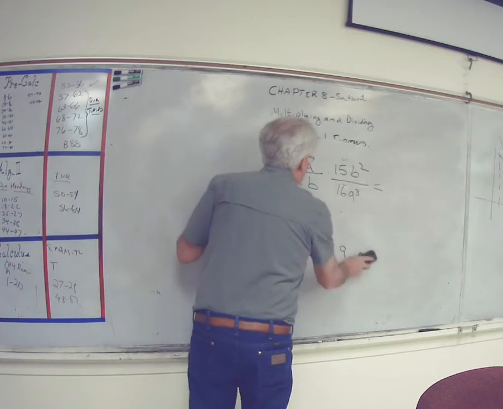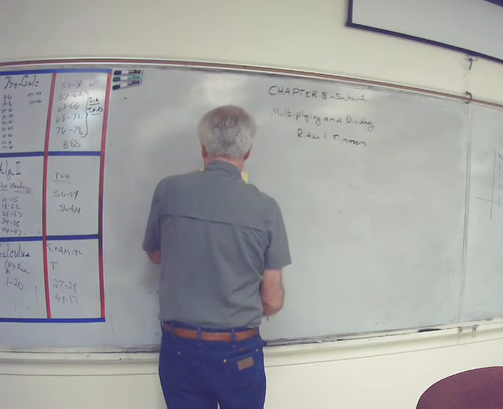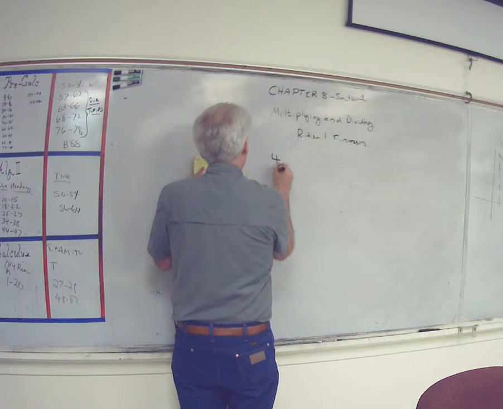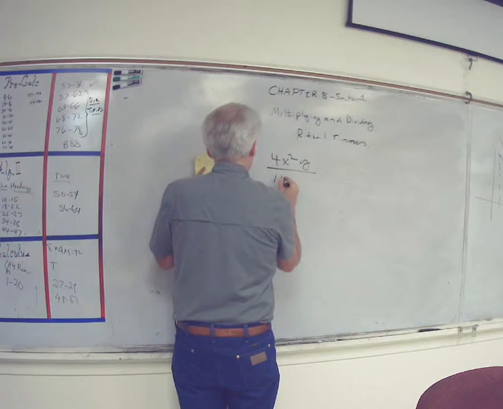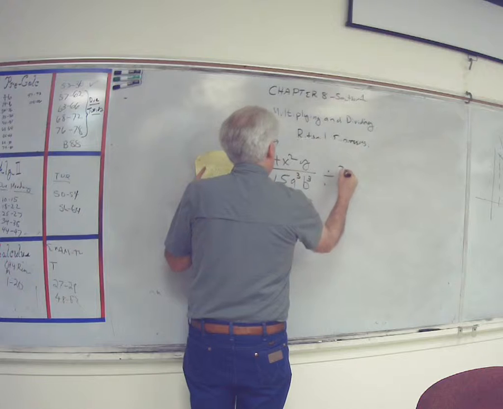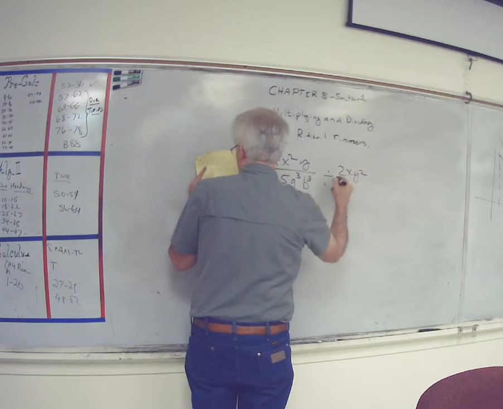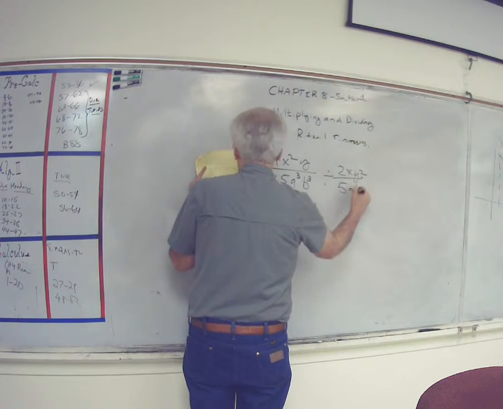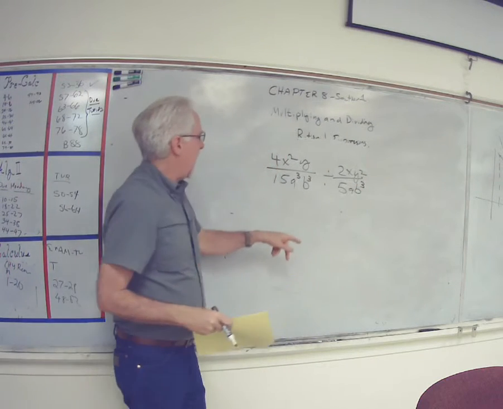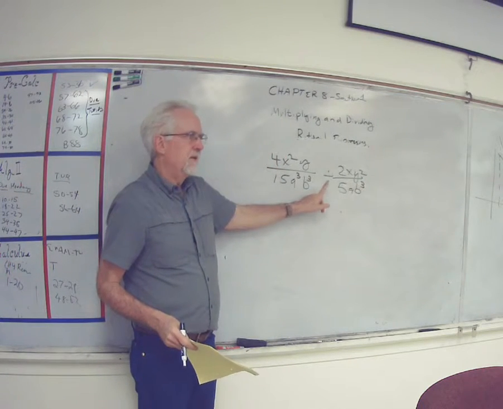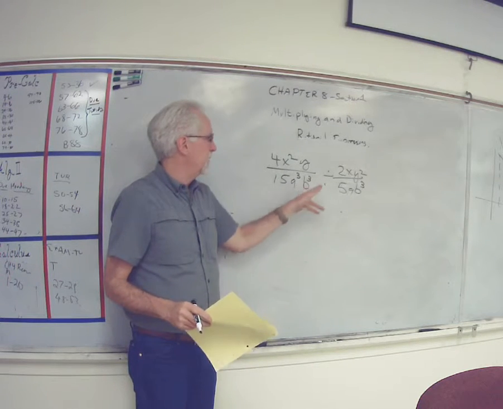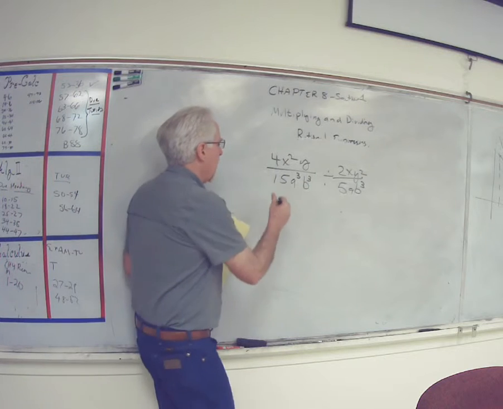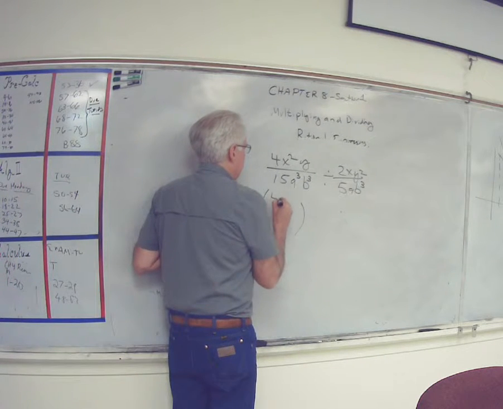Okay, what if we ran into something like this? What if I had 4x squared y over 15a cubed b cubed divided by 2xy squared over 5a b cubed. What do I hate and want to get rid of immediately? The divide sign, right? Because we don't do that, that's baby math. We get rid of that division sign. How would I rewrite this without the division sign?